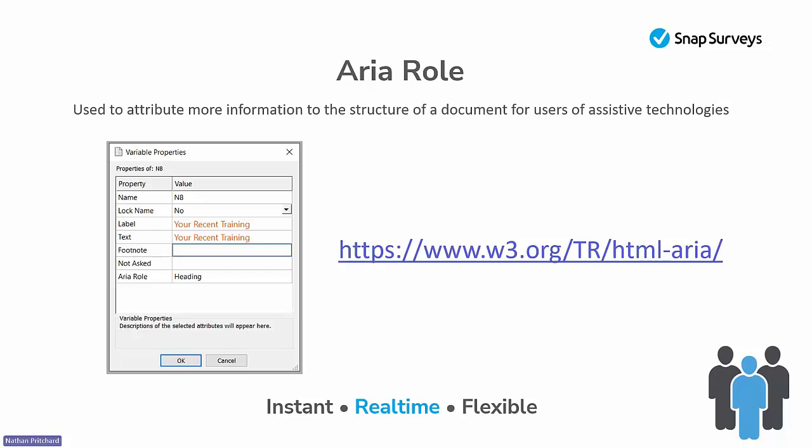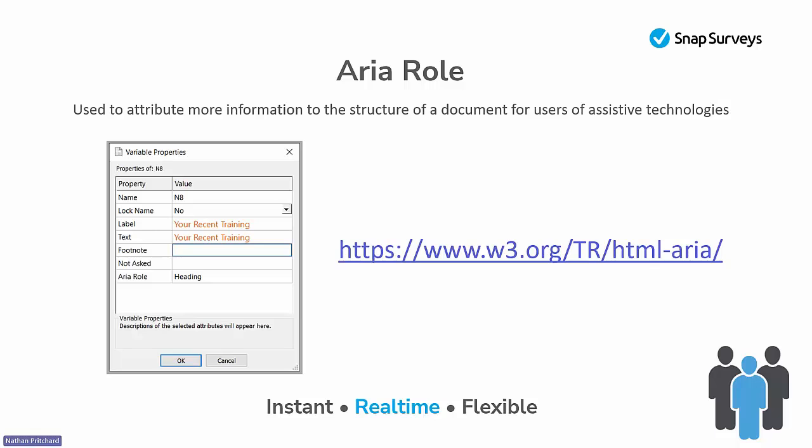Now, some of you may have heard of the term ARIA role. You can use the ARIA role attribute to provide more information about the structure of a document to the users of assistive technologies. And this can be useful in documents as it gives additional information to that end user about what an item is on the page.